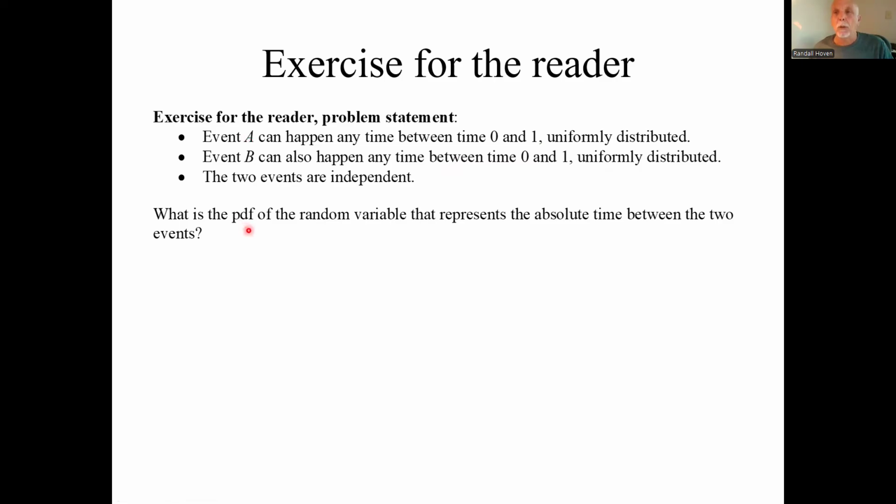What is the probability density function of the random variable that represents the absolute time between the two events? You should pause your screen here and think about how you would go about doing this. The one hint I will give you is that you can't just dream up the answer. You can't just intuit. It's going to take a process. You're going to have to break things down and think about it. Go ahead and pause the screen while you do some thinking.